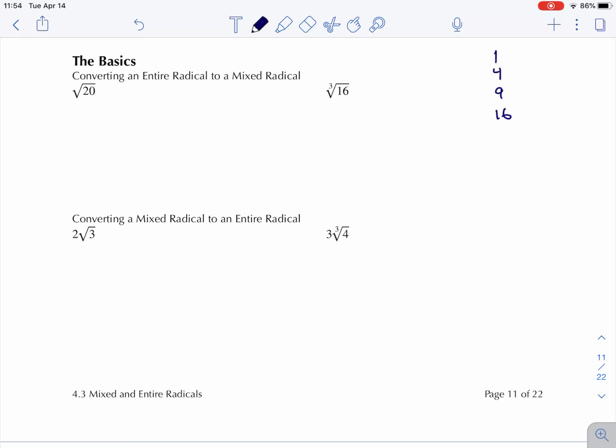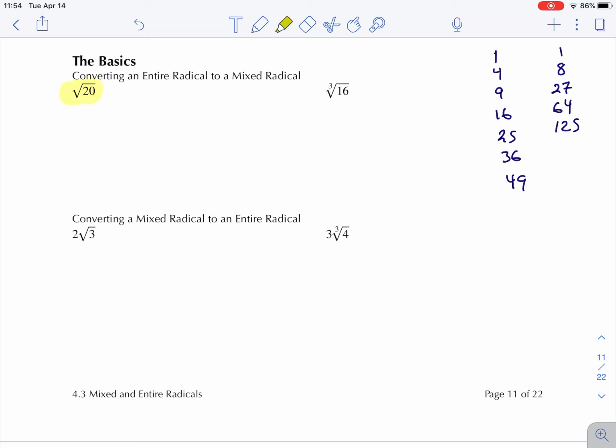1, 4, 9, 16, 25, 36, 49, so on and so forth. You have your list of perfect squares somewhere, and you have your list of perfect cubes somewhere as well. 1, 8, 27, 64, 125. Keep those numbers handy.